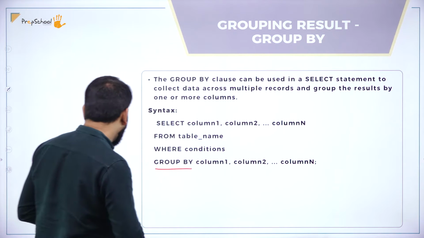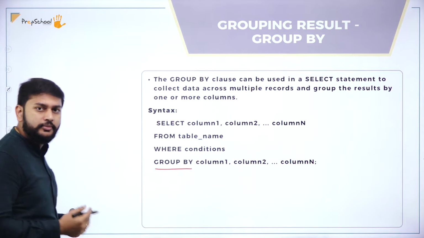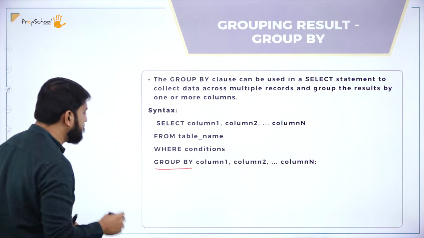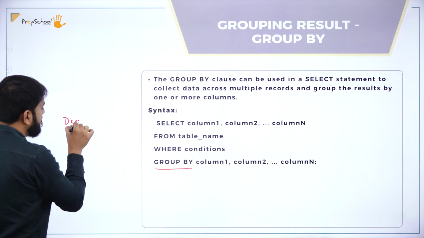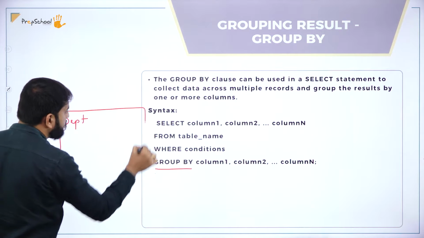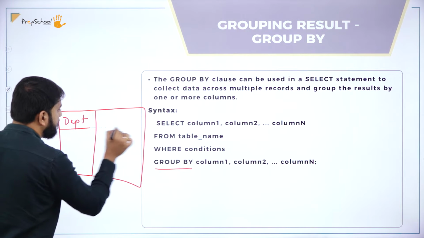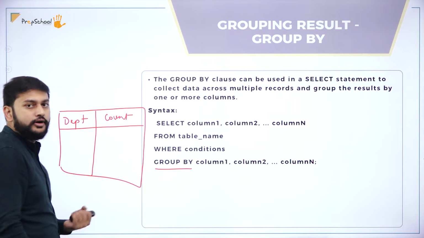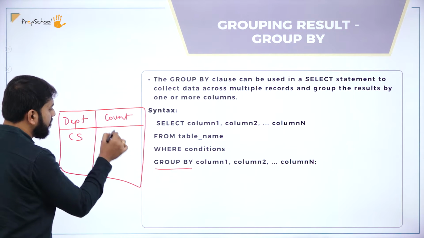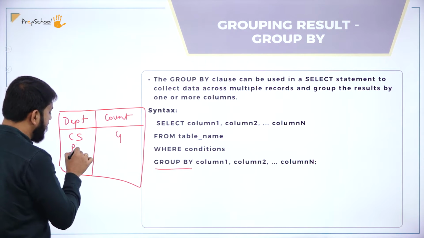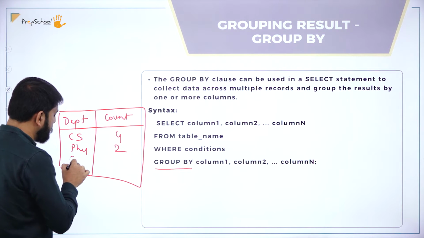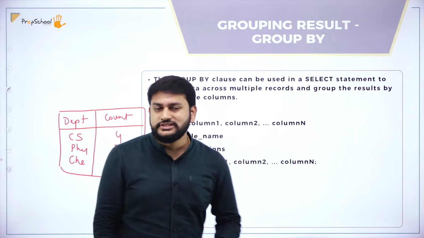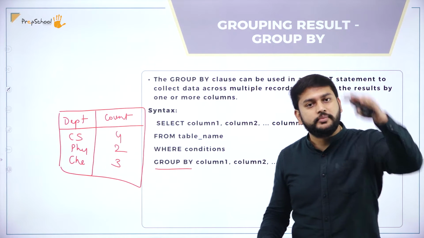Say for example, I have a table, right? In that table, I have departments. Let's say I have different departments. So department is a column name, okay? So I have department, and this is a count, let's imagine. I have CS department, 4, physics department, 2, chemistry department, 3. So these are the different departments that I have in my table.